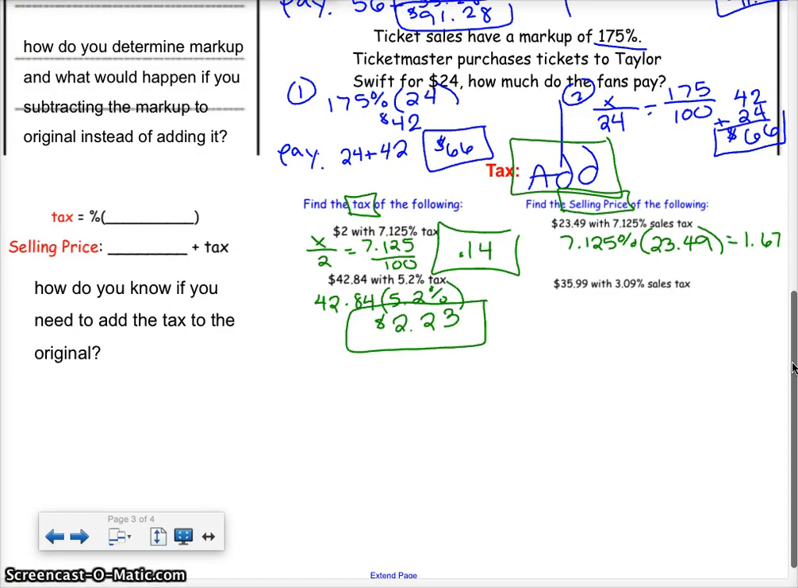Now I'm looking for selling price. Selling price is when I add. Okay, selling price is when I add. So what I'm going to pay for it is the $23.49 plus the $1.67 tax. So $1.67 plus $23.49 is $25.16.